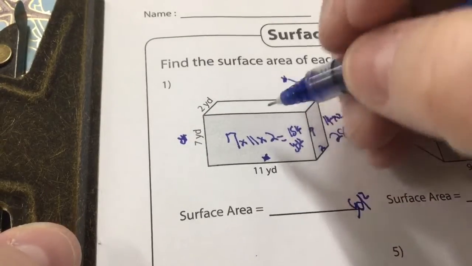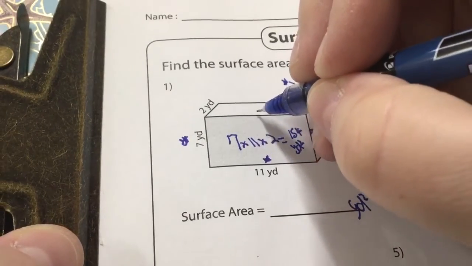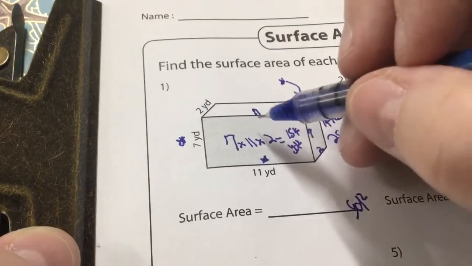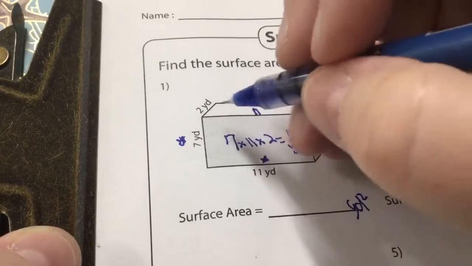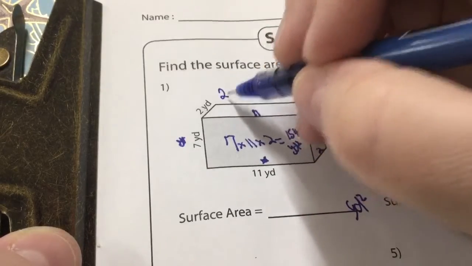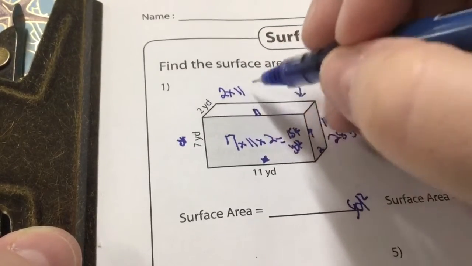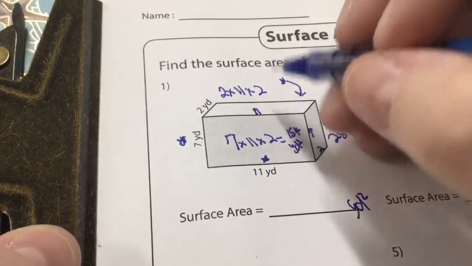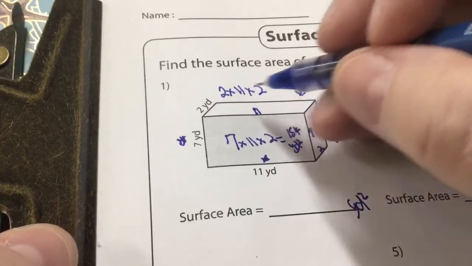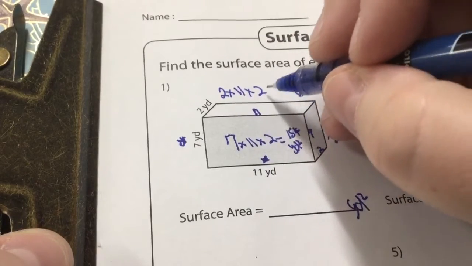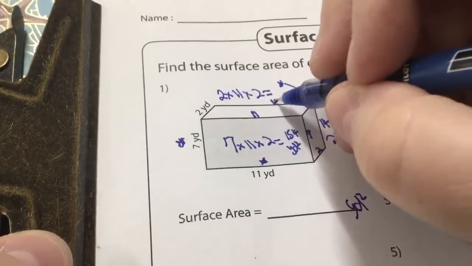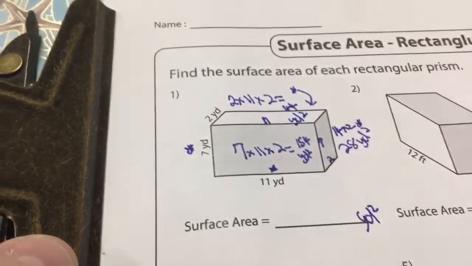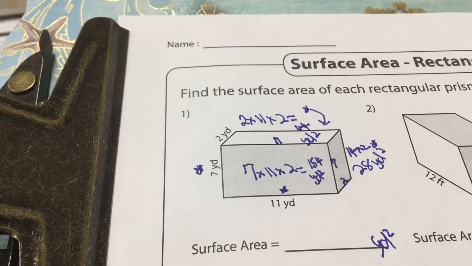Now we just have to do the top and the bottom. So the top up here is 11, and that one's 2, remember, because those 2 are the same. So this top part is going to be 2 times 11 times 2 again, because there's a top and a bottom. And so that's going to give us 4 times 11, which is 44 yards squared. Then we're going to take all those and add them up.